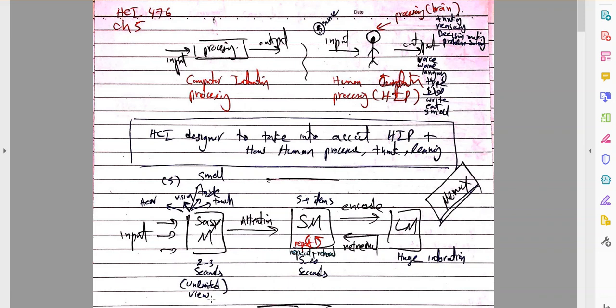Here, what I see: houses, cars, trees, and a lot of things. So this is what we call sensory memory. But when there's attention, or what we call focus, the thing I focus on will be moved to the short-term memory. And this could occupy from 5 to 9 items.